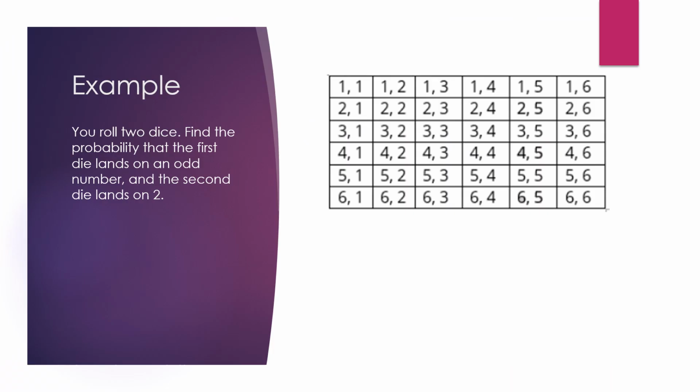For our final example of independent events, we're going to roll a pair of dice. We want to know the probability that the first die will land on an odd number and the second die lands on a 2. It's really important to realize that each die is independent of each other, and what happens on that first roll or that first die is not going to influence whatsoever what happens with the second one. So we're going to go ahead and just write this out, that we get an odd number and we get a 2.